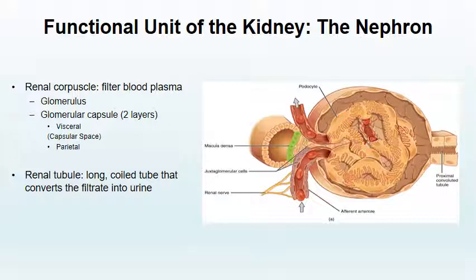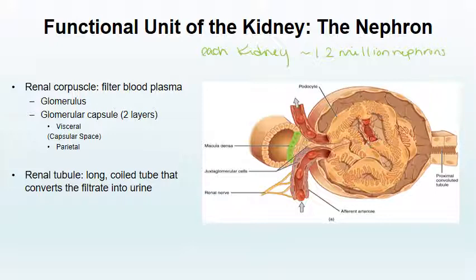Okay, here is the part in this lecture where we start getting into our functional units, which are our nephrons, like I mentioned before. The nephrons are the part of the kidney that is actually producing the urine. Each kidney is going to have about 1.2 million nephrons. So we have tons and tons of nephrons.